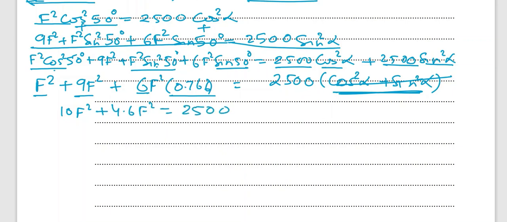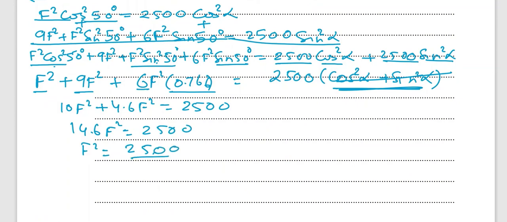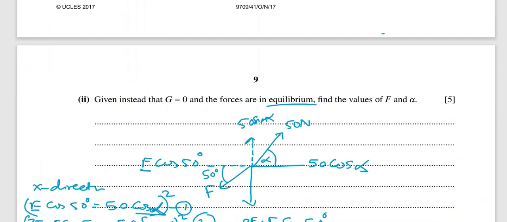14.6 f squared equals 2500. F squared will be 2500 over 14.6. Square root both sides to get f. So f comes out to be 13.1 newtons. Now they said find f and alpha also, right?